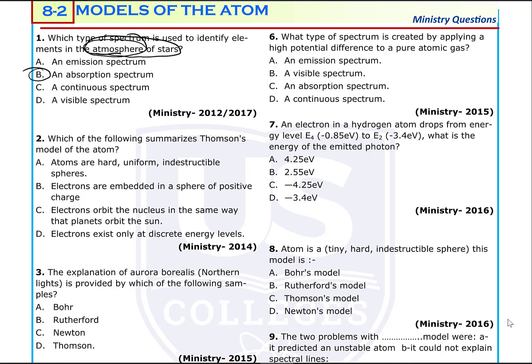Question number 2. Which of the following summarizes Thomson's model of atom? Atom's hard, uniform, indestructible sphere. Not this one. This is in the time of Isaac Newton. It was defined this way. Choice B. Electrons are embedded in a sphere of positive charges. So this is the correct one. Electrons orbit the nucleus in the same way planets orbit the sun. This is Rutherford's model. Electrons exist only at discrete energy levels. This is Bohr's model.